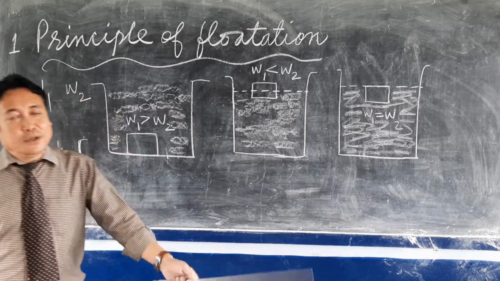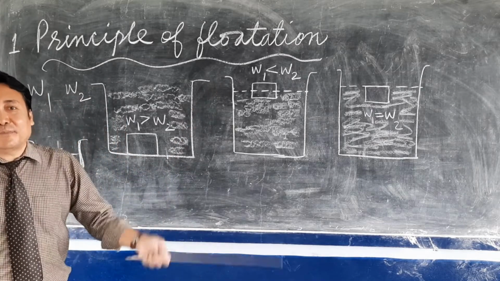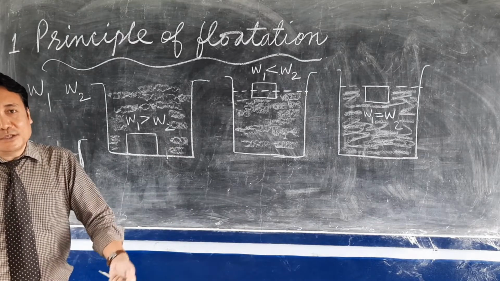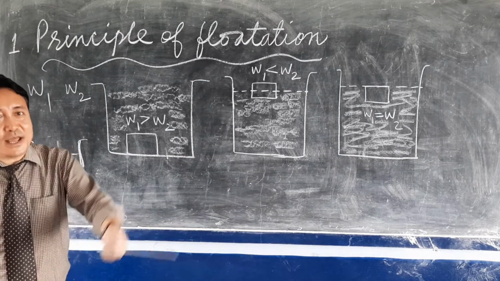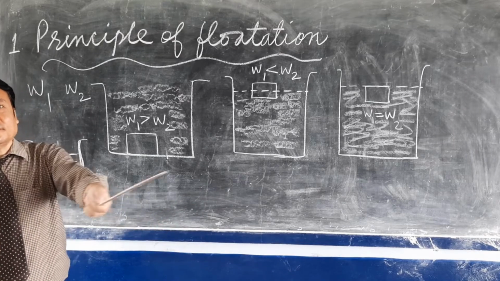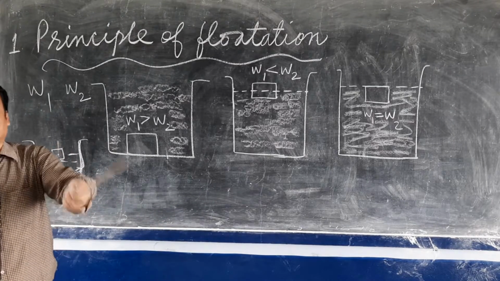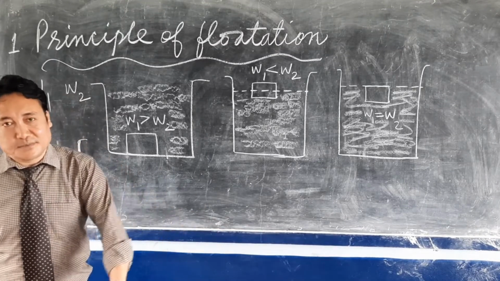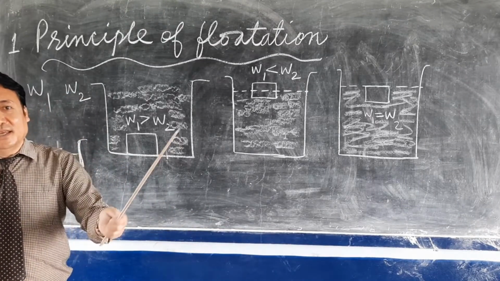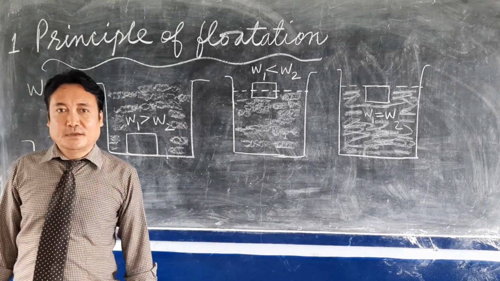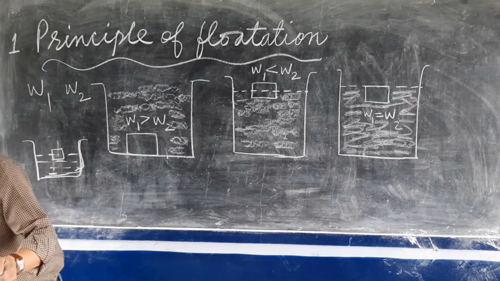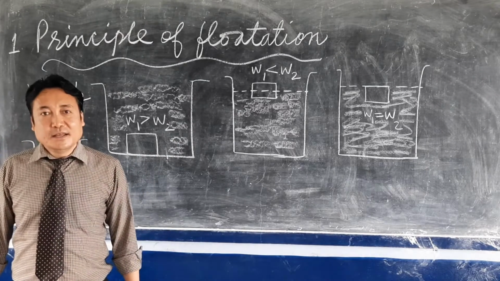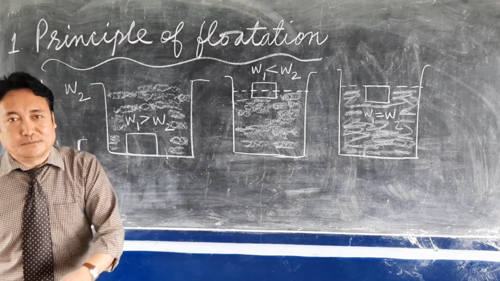So in that case, when a body is immersed in a liquid, how do we calculate apparent weight? Apparent weight equals actual weight minus upthrust. Actual weight means the weight in air. Okay, but in case of flotation, when the body floats, the apparent weight will become zero.